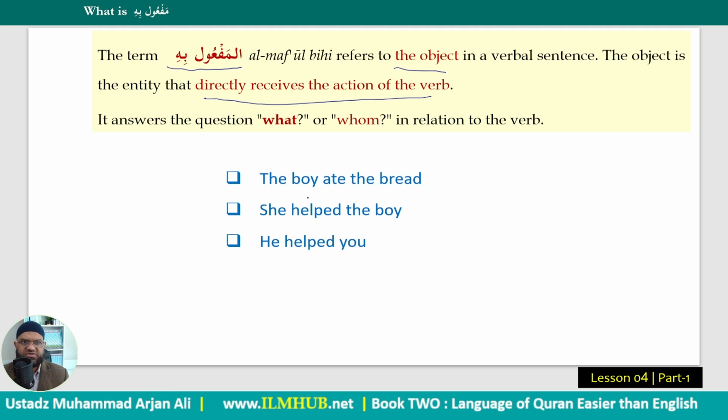Of course, in English, it's very easy for us. We have the subject always coming first. So let me circle that. The subject, we've got the subject here. In English, the subject comes first.